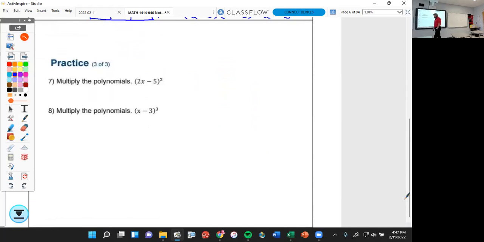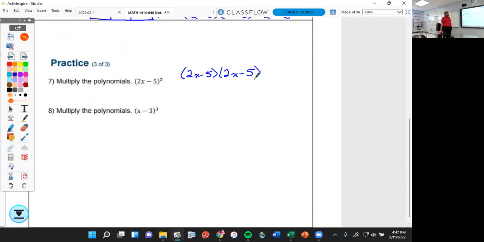Number 7, it says multiply the polynomials 2x minus 5 squared. Folks, what you have there is 2x minus 5 times 2x minus 5. This is another special property, and we'll talk about it later as well. But I honestly have never worked it using that property. If I see 2x minus 5 times 2x minus 5, or 2x minus 5 squared as it's written, I'm probably going to go ahead and FOIL it.